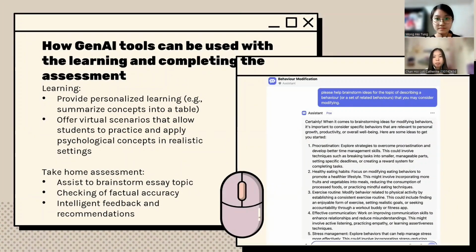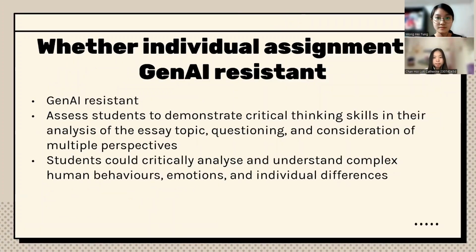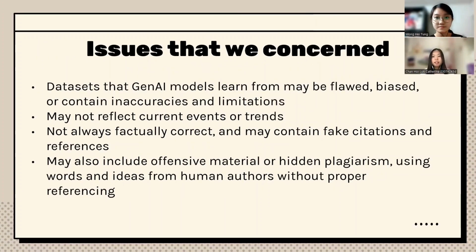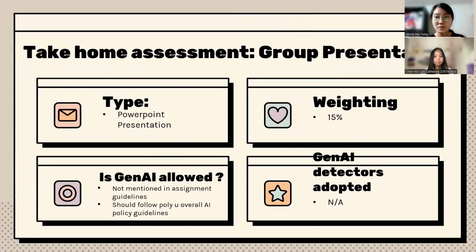Gen AI tools can provide personalized learning, like summarizing psychology concepts, and they could also help us to brainstorm essay topic ideas and give us some feedback on the writing. The individual assignment is Gen AI resistant because it assesses students to demonstrate critical thinking skills in the essay and think from multiple perspectives. However, it's a concern that the datasets Gen AI learns from may be flawed, and may not reflect current data.